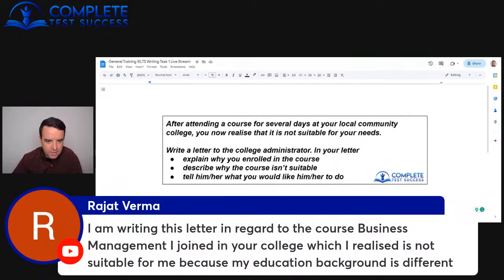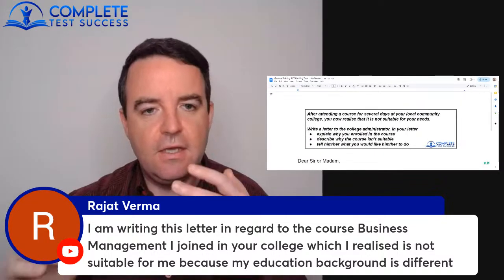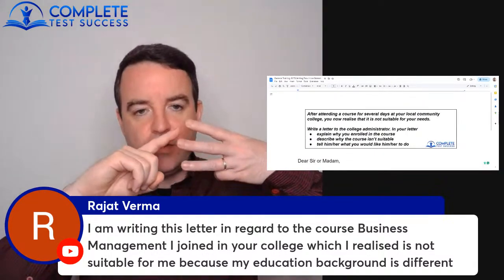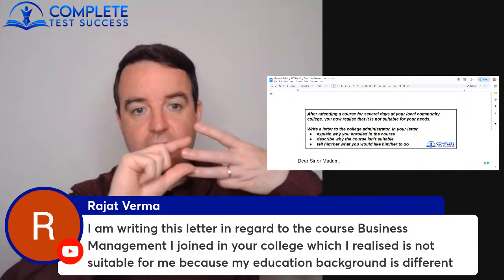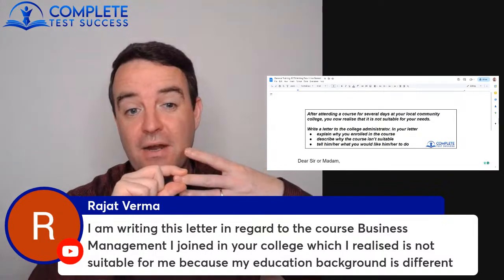Okay, Rajat, so here's the first one. "I'm writing this letter in regard to the course Business Management I joined in your college, which I realized is not suitable for me because my education background is different." Now, this is what we need to talk about in the second paragraph, and this is a common mistake. So you don't want to mix them up. You'll see the information that we want in paragraphs 1, 2, and 3 is different. The information that you've provided here is the information we need in paragraph 2.